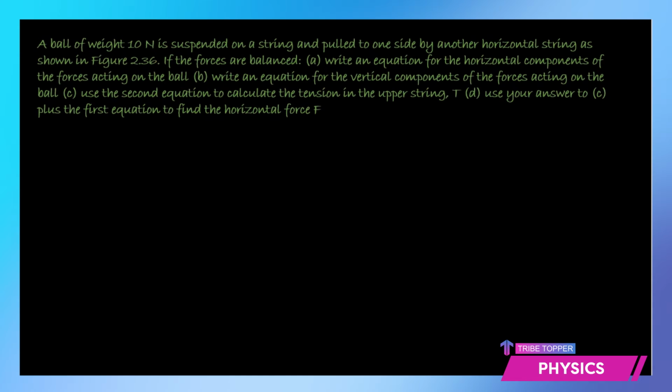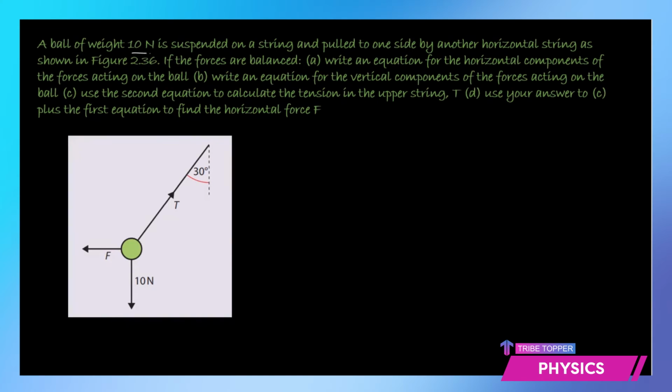Now let's have a look at a question which is given here: a ball of weight 10 Newton is suspended on a string and pulled to one side by another horizontal string, as shown in the figure. So here is the figure. This shows a string attached to a ball of weight 10 Newton, with the weight acting vertically downwards, and it is pulled to one side by another horizontal string. One is the string with which it is attached, and that has been pulled by applying a force to the left horizontally. So the string will make an angle of 30 degrees.